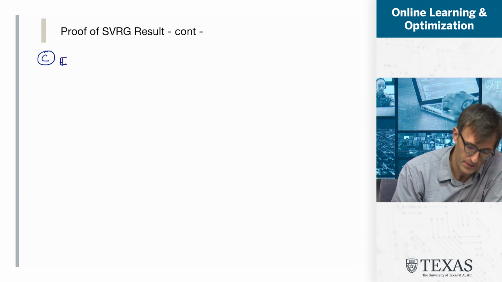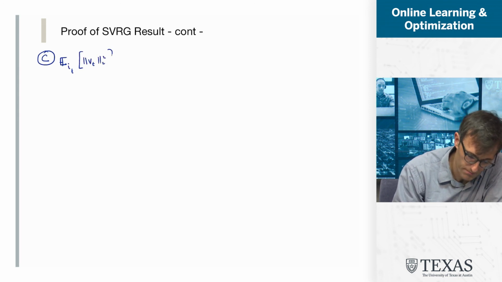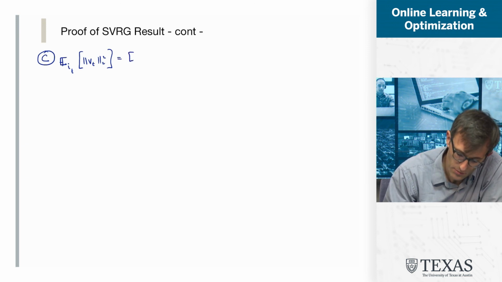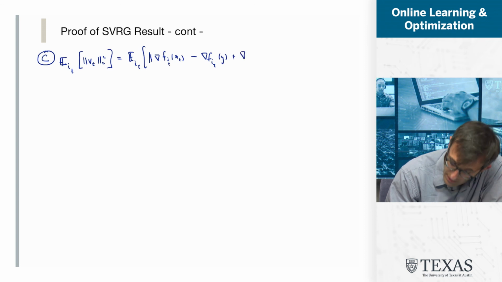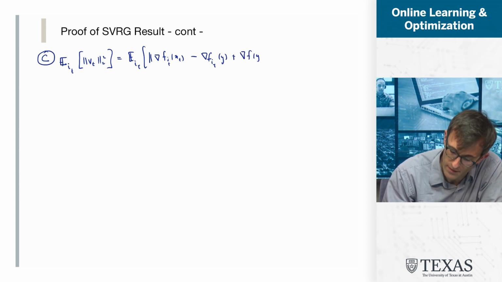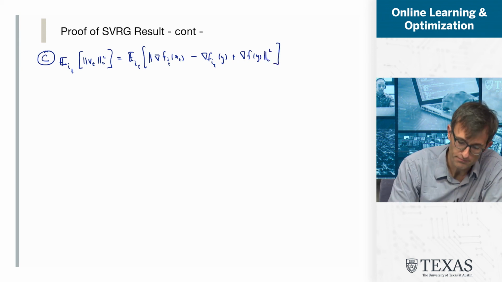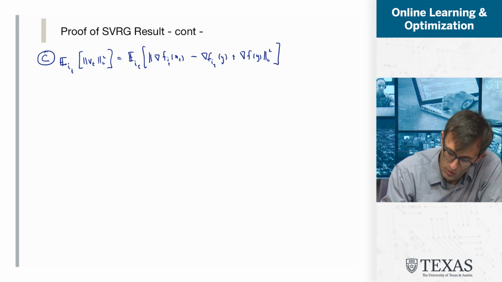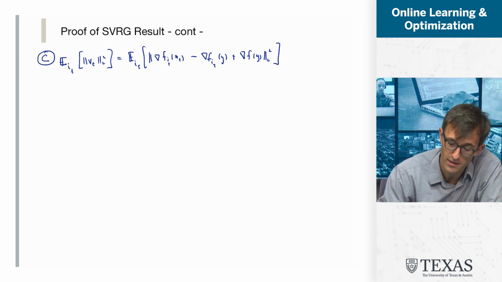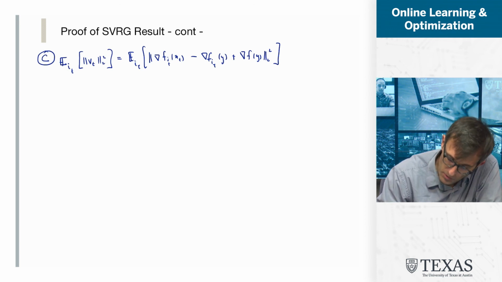I'm going to look at its expectation. So this is the expectation over i_t of the norm of v_t squared. Writing out what that is, this is equal to the expectation of the gradient of f_{i_t} evaluated at x_t, minus the recentering, gradient of f_{i_t} at y, plus, having distributed the minus sign, the full gradient of f at y, this squared. I'm going to add and subtract the gradient of f_i at x star. So I'm going to subtract the gradient of f_i at x star and add it back.